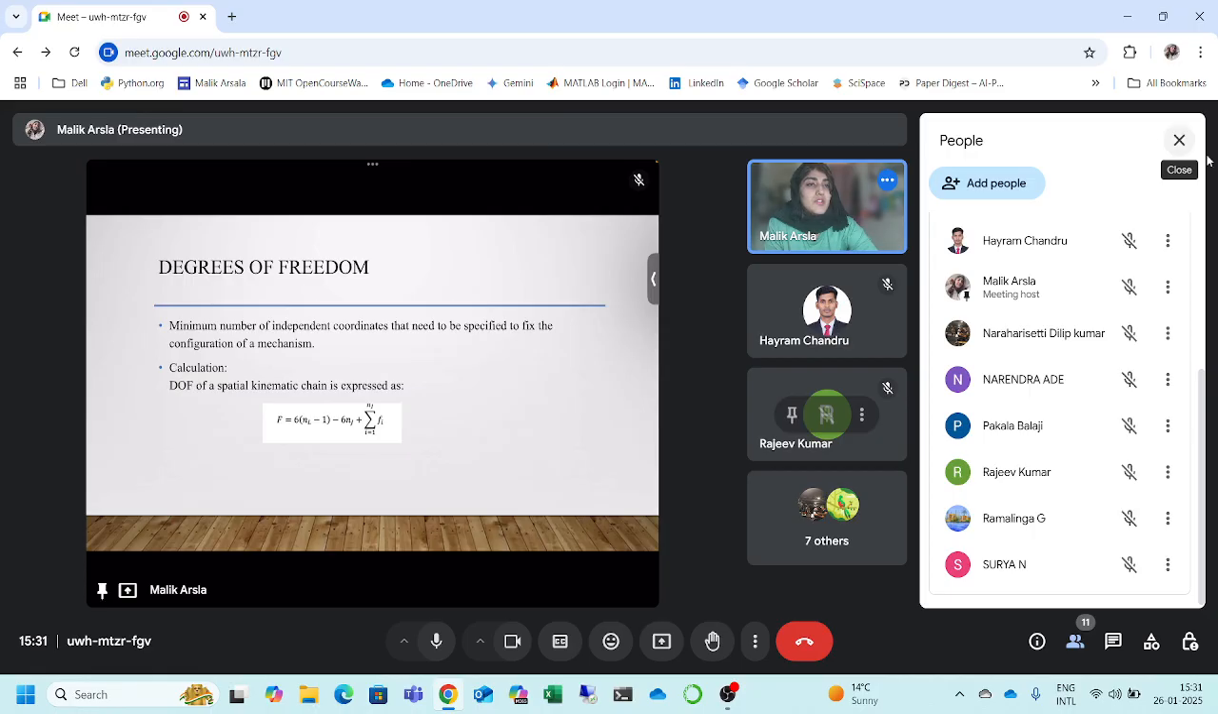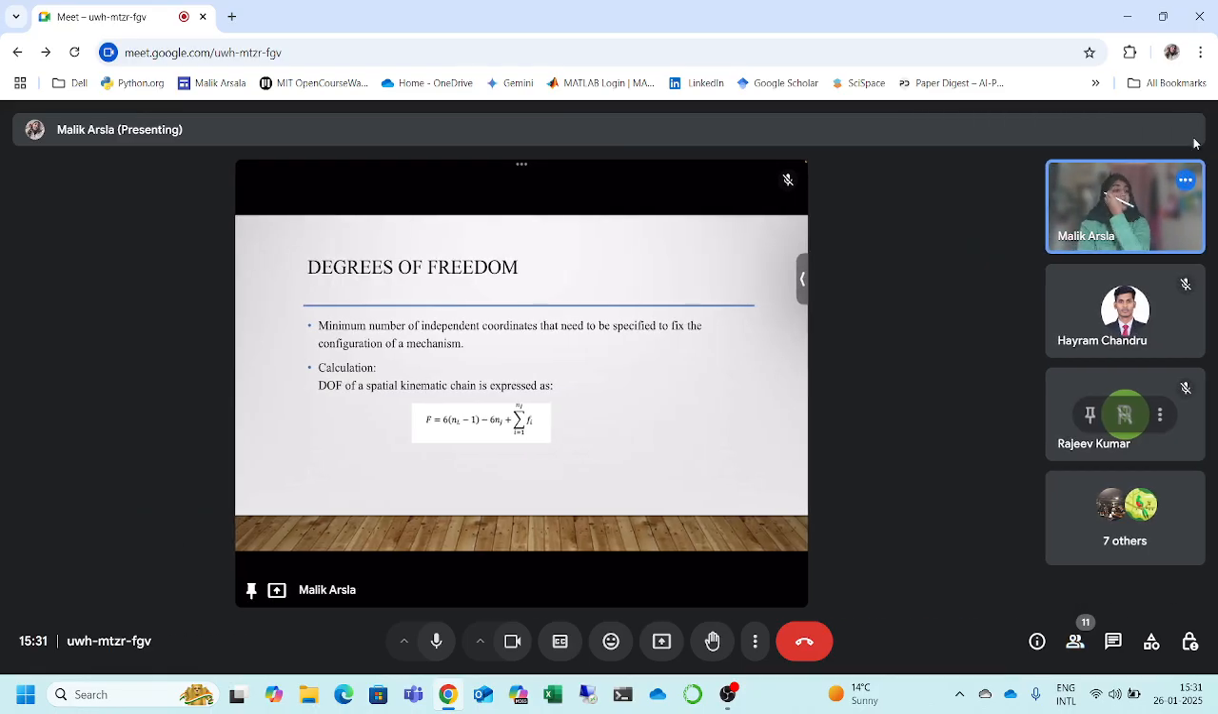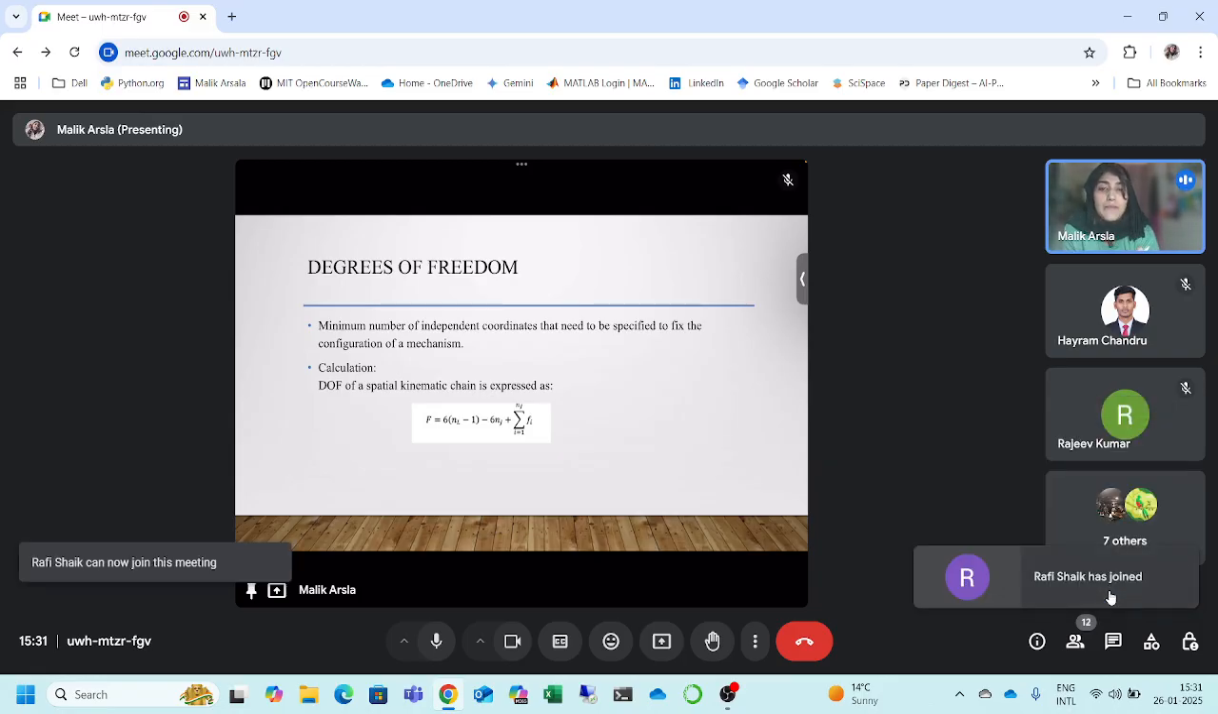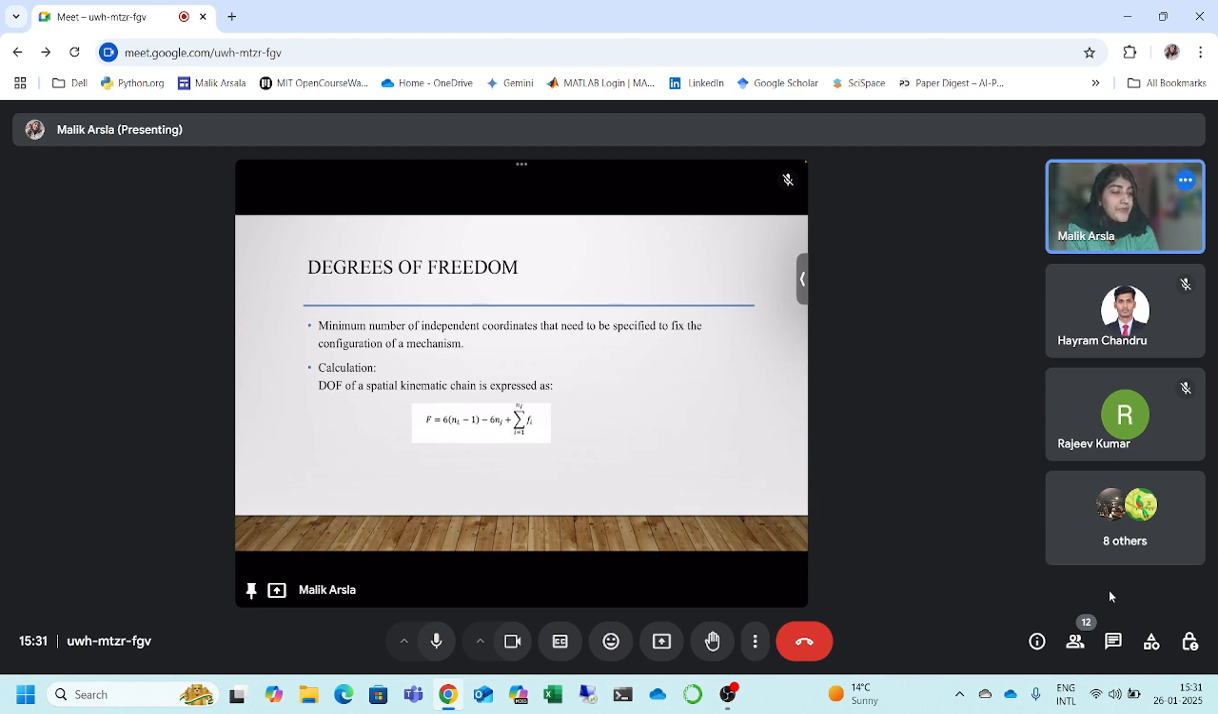Okay. So basically, degree of freedom, as the definition says, is the minimum number of independent coordinates that need to be specified to fix the configuration of a mechanism. What does that mean? Let's take a simple example in 2D. Suppose there is a point, it will have an x coordinate and a y coordinate. If we want to locate a point on a plane, we want to know its x coordinate and y coordinate, right?